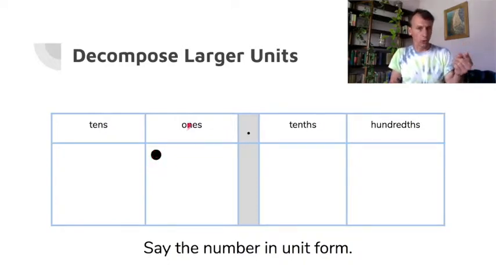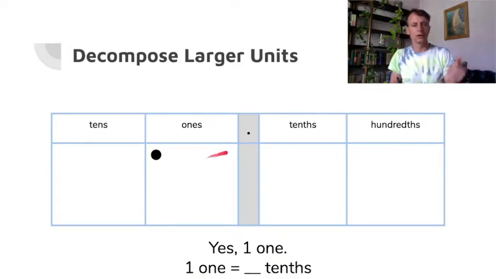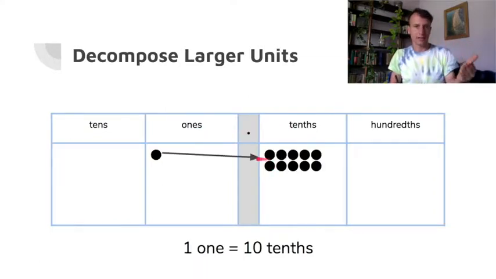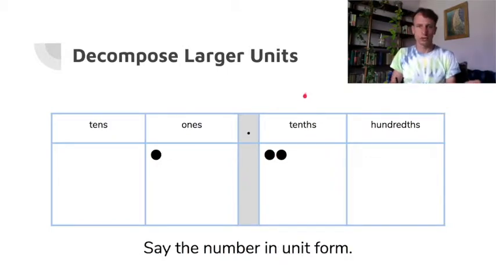Well, there is 1, and we're in the ones place, so it's 1 one. Now, how many tenths is that? Again, refer back to money. $1 would be how many dimes? 10 dimes, so it's 10 tenths. We got that? Good. All right.